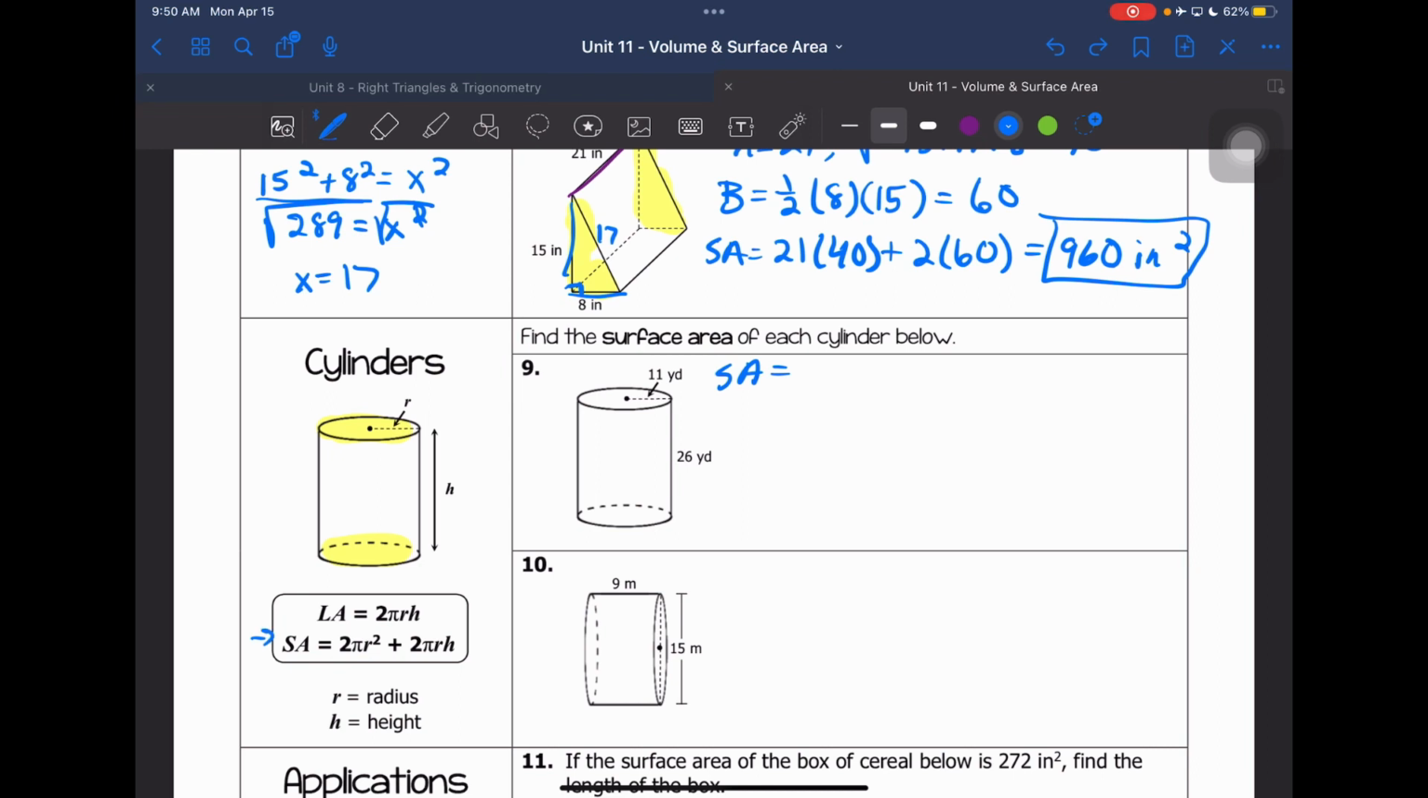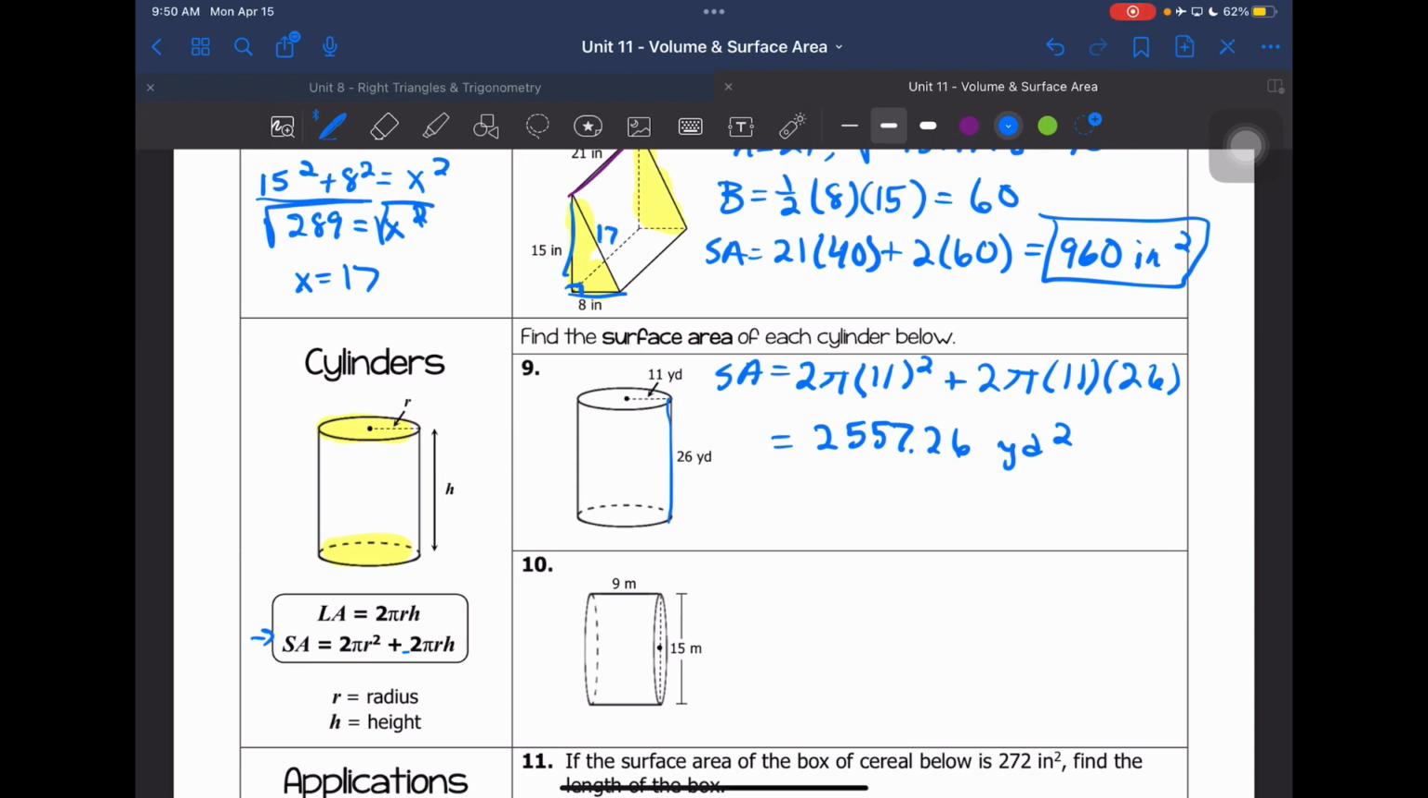So let's think about 2 pi r squared. So we would do 2 pi. Our radius is 11, so 11 squared. And then plus 2 pi r h. So 2 pi, our radius is 11, and our height is 26. This is the line that connects the two circles. So all you have to do is type all that into the calculator in one line, and that'll give you the surface area of the cylinder. It's 2557.26 yards squared.